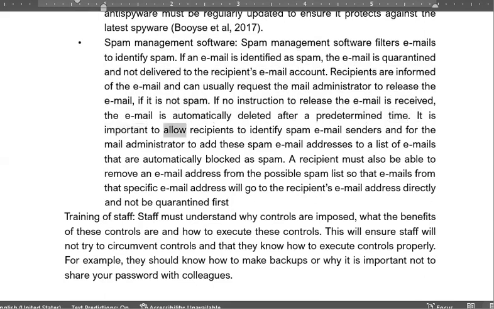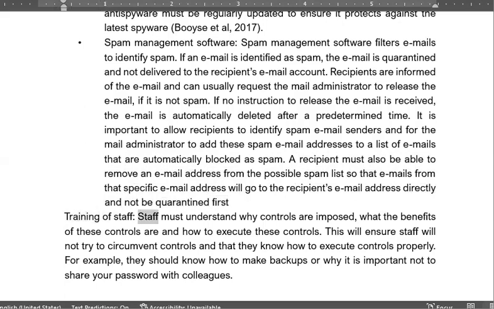It is important to allow recipients to identify spam email senders and for the mail administrator to add these spam email addresses to a list of emails that are automatically blocked as spam. A recipient must also be able to remove an email address from the possible spam list so that emails from that specific email address will go to the recipient's email address directly and not be quarantined first.